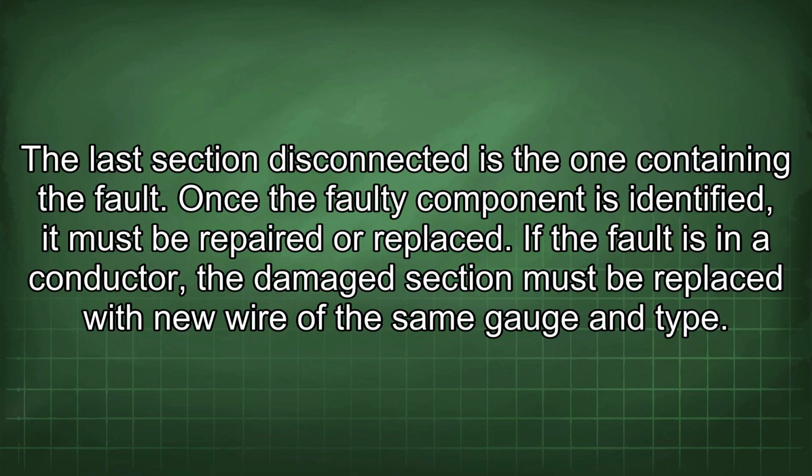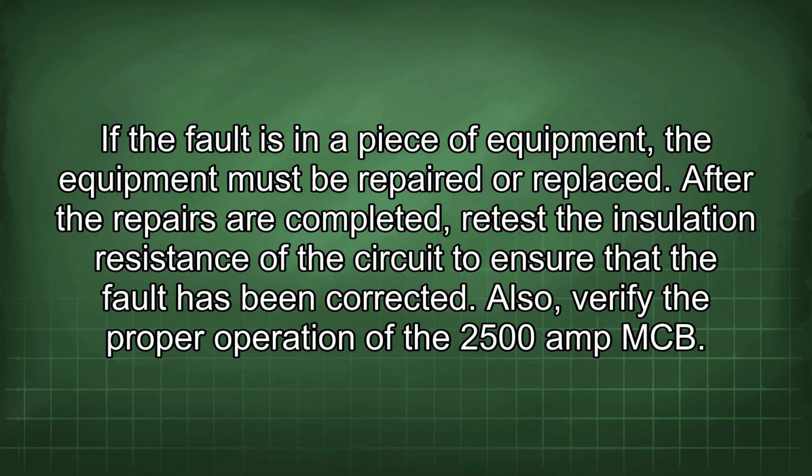Once the faulty component is identified, it must be repaired or replaced. If the fault is in a conductor, the damaged section must be replaced with new wire of the same gauge and type. If the fault is in a piece of equipment, the equipment must be repaired or replaced. After the repairs are completed, retest the insulation resistance of the circuit to ensure that the fault has been corrected. Also, verify the proper operation of the 2500 amp MCB.